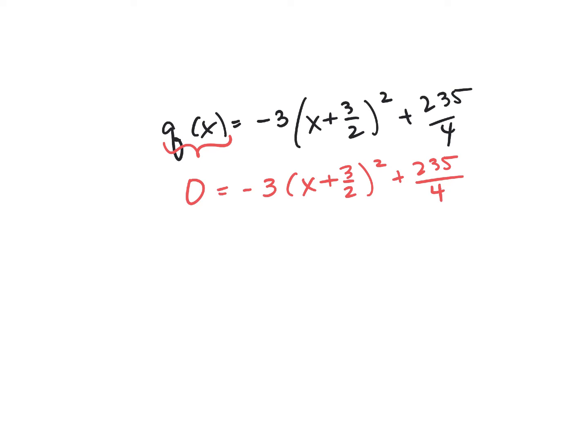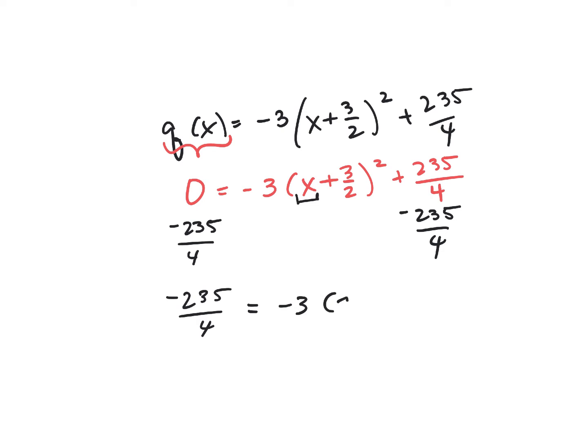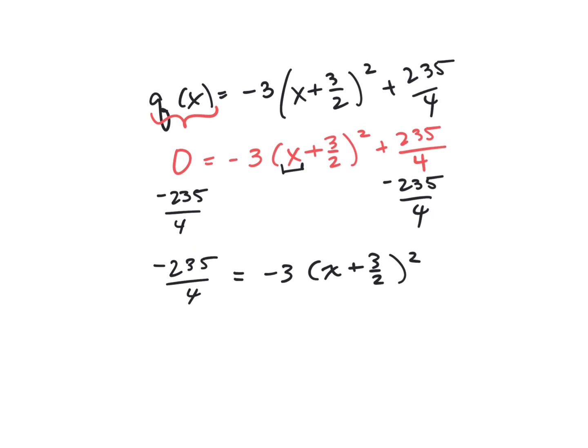So when we have it in this form, we basically want to isolate x by undoing all the operations that are around it. So I'm going to subtract 235/4 from both sides, so it's -235/4 equals -3 times (x + 3/2) squared.